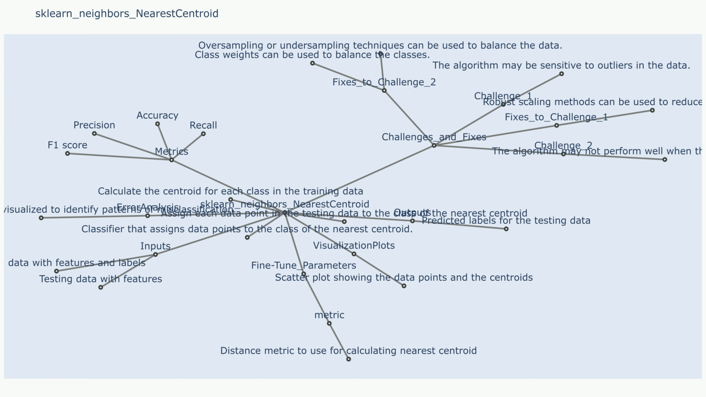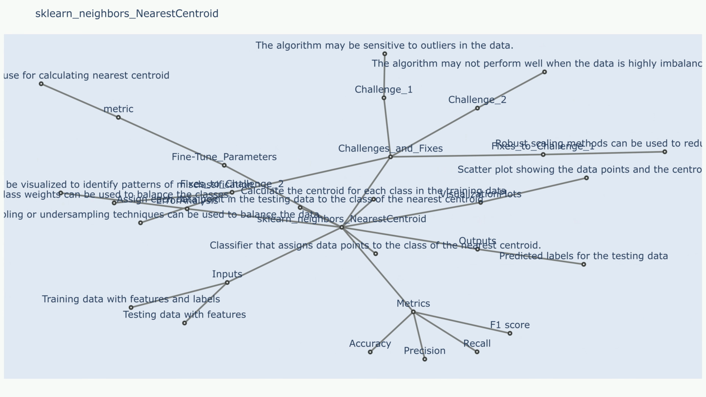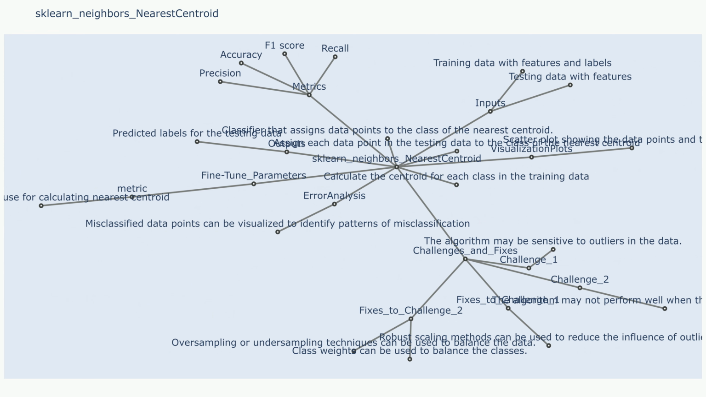Fixes to challenge 1. Data preprocessing: consider outlier detection techniques, e.g., Z-score, IQR, and remove or cap outliers before training. Robust estimators: use robust estimators for computing the centroids, e.g., trimmed mean, that are less sensitive to outliers.